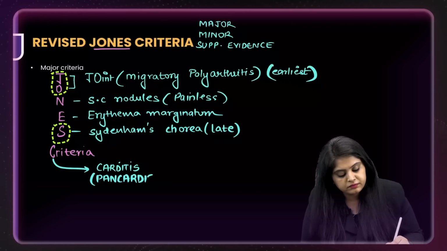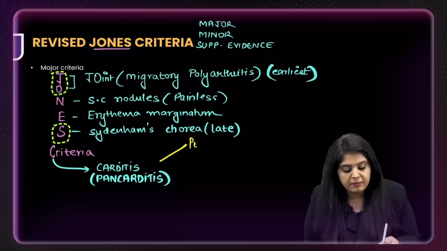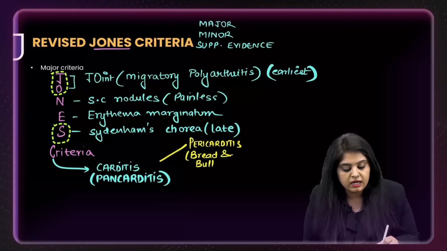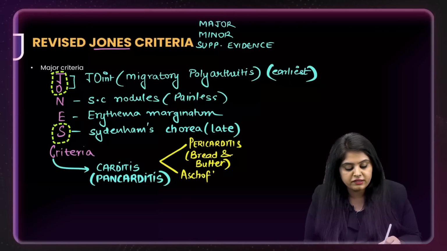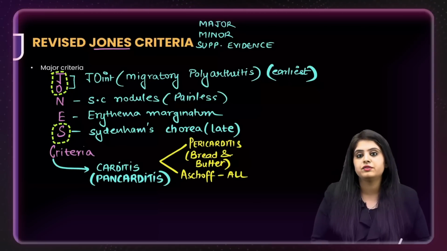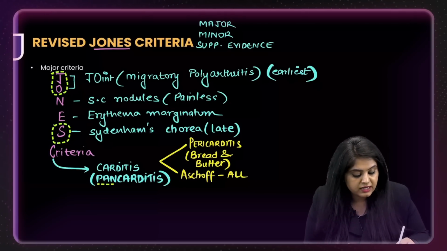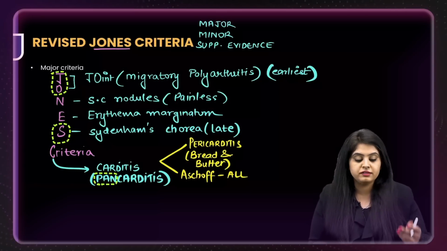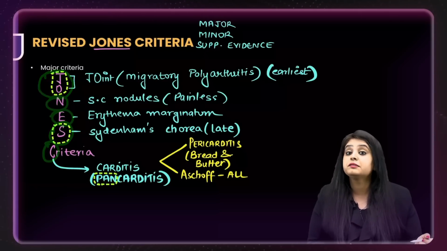So this happens to be a pancarditis, and for that matter, we've studied something else. Pancarditis means the pericardium has some kind of pericarditis. What was that pericarditis? Bread and butter. Remember, there was bread and butter pericarditis that I had explained to you that happens in rheumatic heart disease. And also I told you that Aschoff bodies are seen in all layers of the heart. This is an overall heart involvement, not just an endocarditis. Remember this: rheumatic heart disease is a pancarditis. That is your Jones criteria. JO for joints, N for nodules, E for erythema marginatum, then we have Sydenham's chorea, and C for carditis, pancarditis.